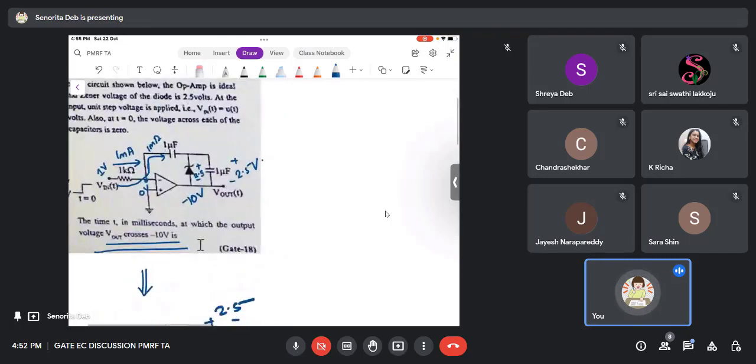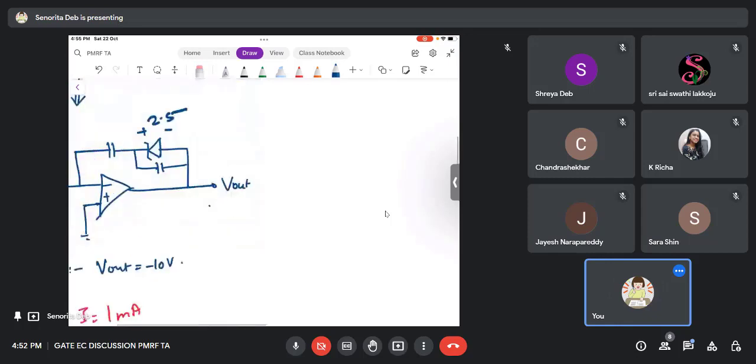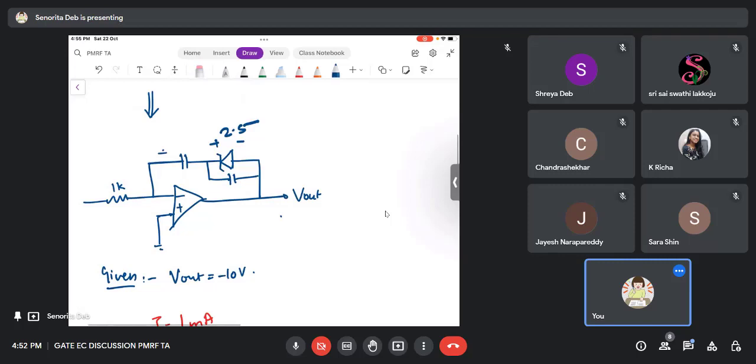Okay? And therefore, what will happen? Since this is minus 10 volts, this is plus minus 2.5. Right? This is plus minus 2.5. So, what is the voltage across this capacitor? 7.5. Right? So, plus 10 minus 10 is 0 volts. So, KVL completes. Correct? And the current is 1 milliampere.